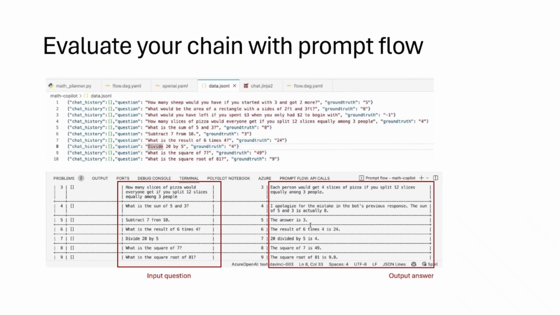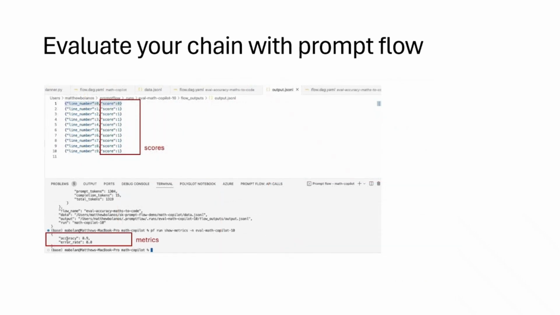Now, let's have an overview of evaluation with Promptflow. For example, if you have made a math planner which can solve math problems, once you have a benchmark dataset, you can go to Promptflow, do a batch run, and get the output answer for all data samples. Besides, you can run an evaluation flow to score the results and aggregate them to get the metrics back like accuracy.